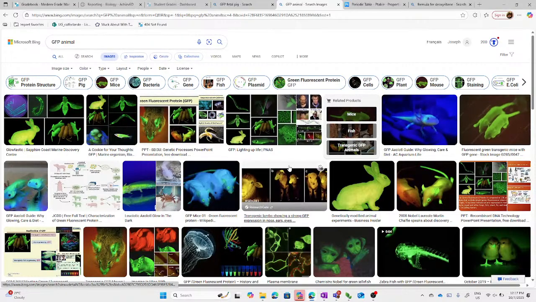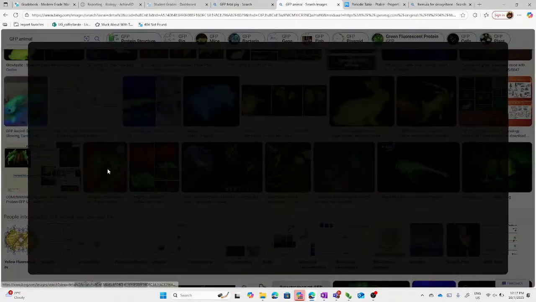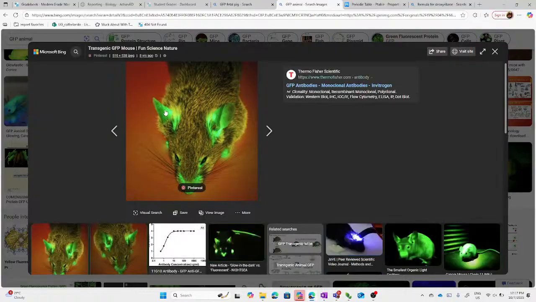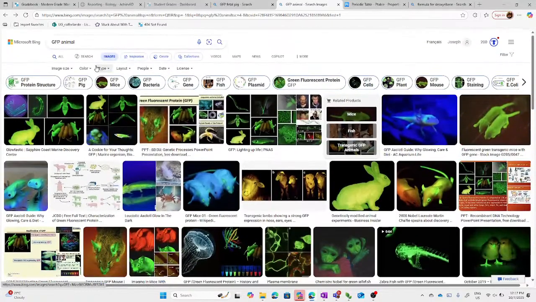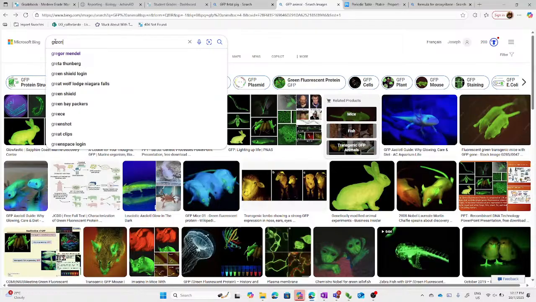Because those are fake. But that is not faked. This is sort of enhanced. But literally, you can make animals whose skin glows in the dark because they've been injected with GFP. And GFP is just green fluorescing protein.